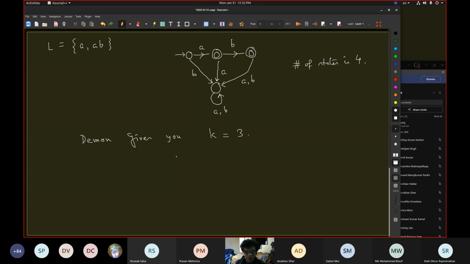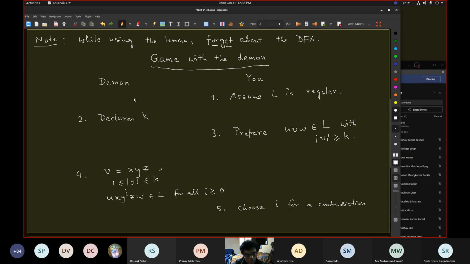The pumping lemma still holds, right? Why? Can you tell me why? For k equal to 3, the pumping lemma holds for this language. Let us go to the earlier slide. So you assume that L is regular. The daemon gives you k equal to 3, then it's your turn.